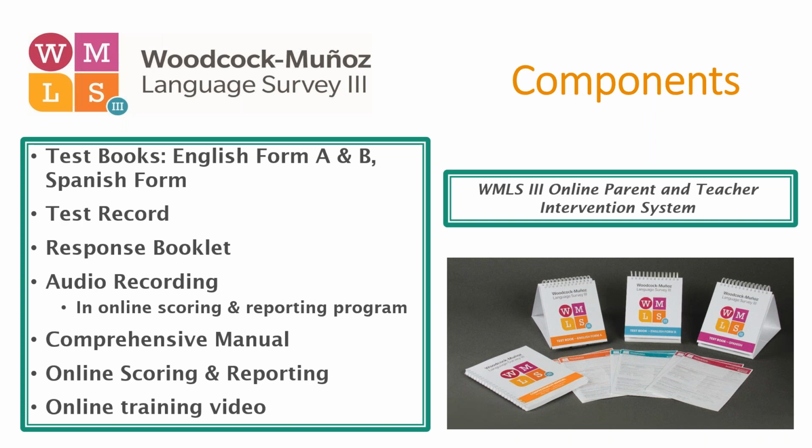So if you purchase the WMLS 3, it'll be added to your online scoring platform along with your Batería and your WJ. There is a comprehensive manual that comes along with the kit as well, and there are some online training videos available as well. And then I mentioned that add-on, it's an additional cost for you to access the online parent-teacher intervention system, but we'll talk a little bit about that and what that looks like at the end of the presentation.